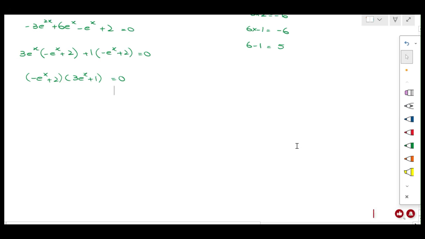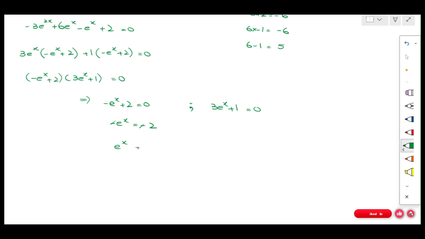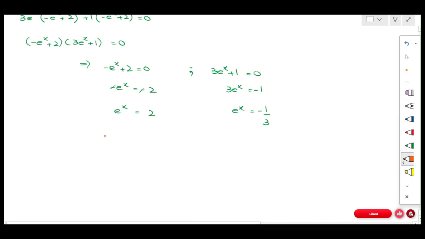Now put both factors separately equal to 0. From here we can say minus e power x plus 2 should be equal to 0, or 3 e power x plus 1 equals 0. Minus e power x equals minus 2. Negative is cancelled with negative. E power x should be equal to 2. And 3 e power x is equal to negative 1, and e power x should be equal to minus 1 over 3. Okay. Now to solve the exponential, taking natural log on both sides: natural log of e power x equals natural log of 2, natural log of e power x equals natural log of negative 1 over 3.